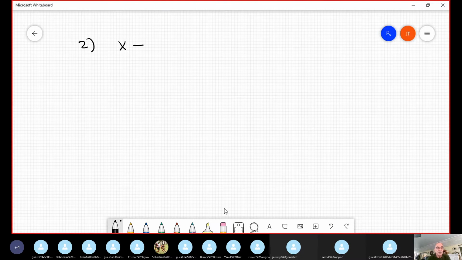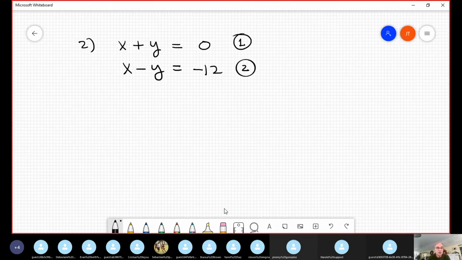X plus y equals 0. This is my first equation. My second equation is x minus y equal negative 12. Equation 2. And the proposed solution is x equals 6 and y equals 6. I need to verify that this is true or not.